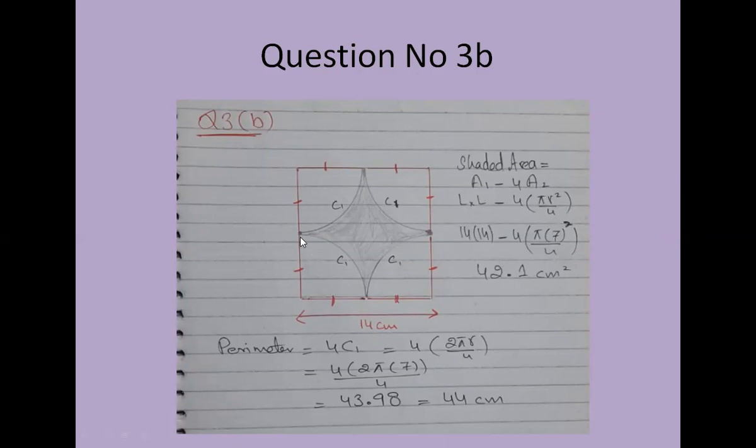Then if you want to find out the perimeter, I will find the arc length of one of these arcs, and that's the arc of a quadrant. I will multiply it with 4, and that will be the perimeter of this shaded figure. So 4 multiply C1, C1 means the arc. The formula will be 2 pi r divided by 4, and the radius will be 7. So 4 multiply 2 multiply pi multiply 7 divided by 4.